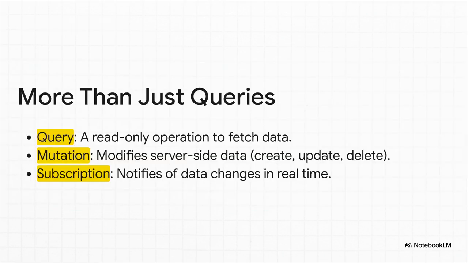And it's not just for fetching data. While a query is a read-only operation, GraphQL also has what are called mutations. You use those to actually change data on the server, create something new, update it, or delete it. And then there are subscriptions, which are amazing for real-time applications. Think about a chat app or live sports scores. Subscriptions can notify your app automatically the very moment that data changes.